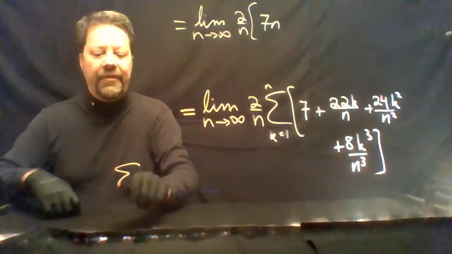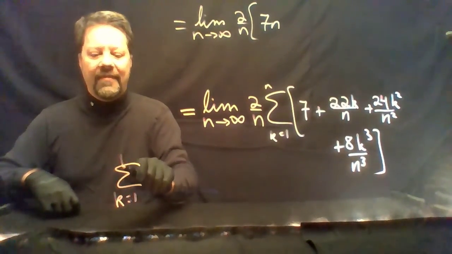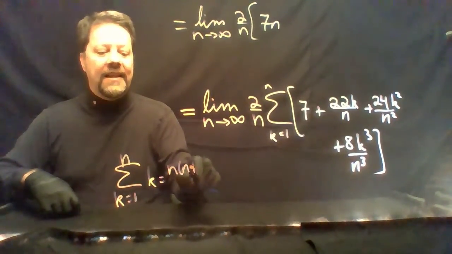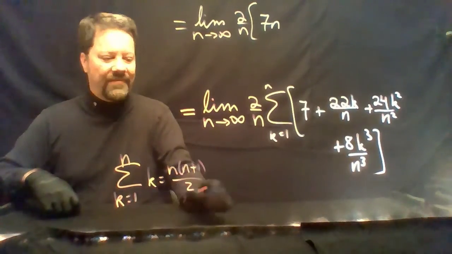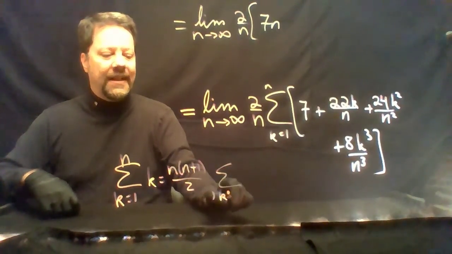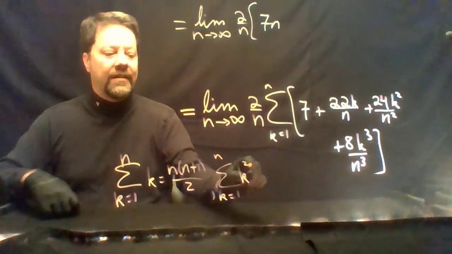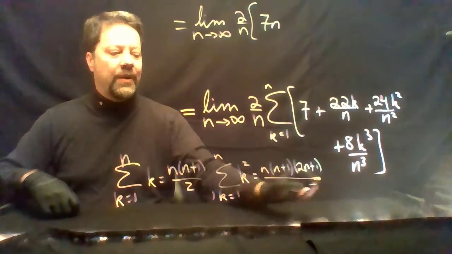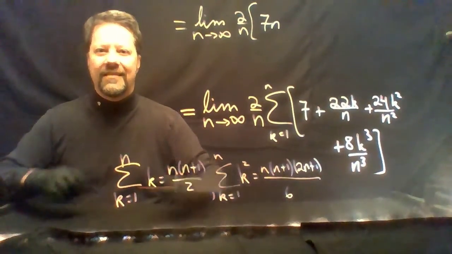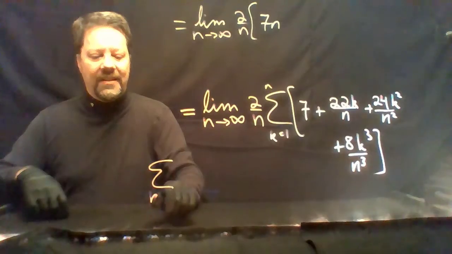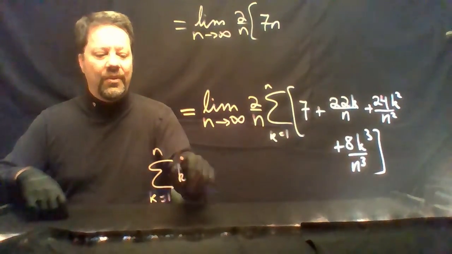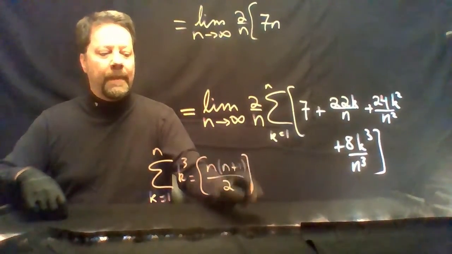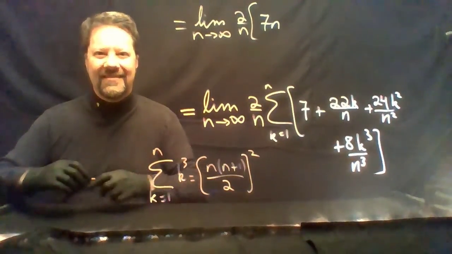You also need to remember the 3 formulas. The sum as k goes from 1 to n of k is n times n plus 1 over 2. If we're looking at the sum as k goes from 1 to n of k squared, that's n times n plus 1 times 2n plus 1 over 6. And the sum as k goes from 1 to n of k cubed is the quantity n times n plus 1 over 2, quantity squared.